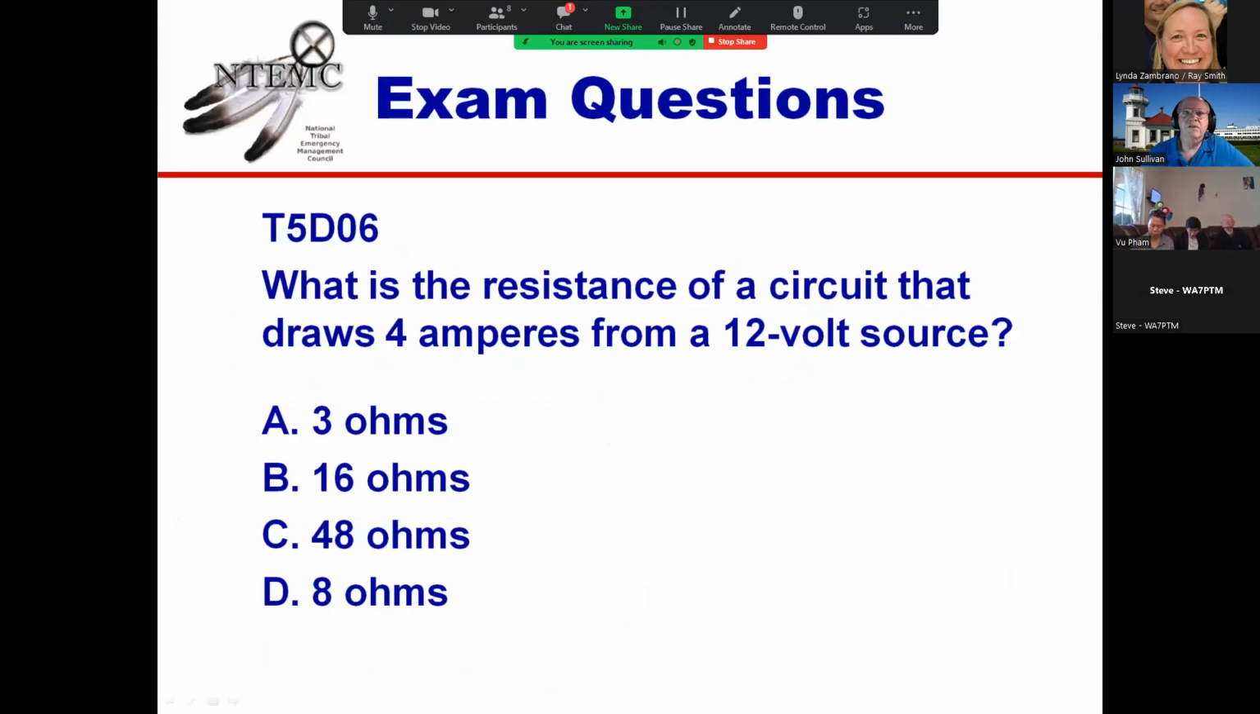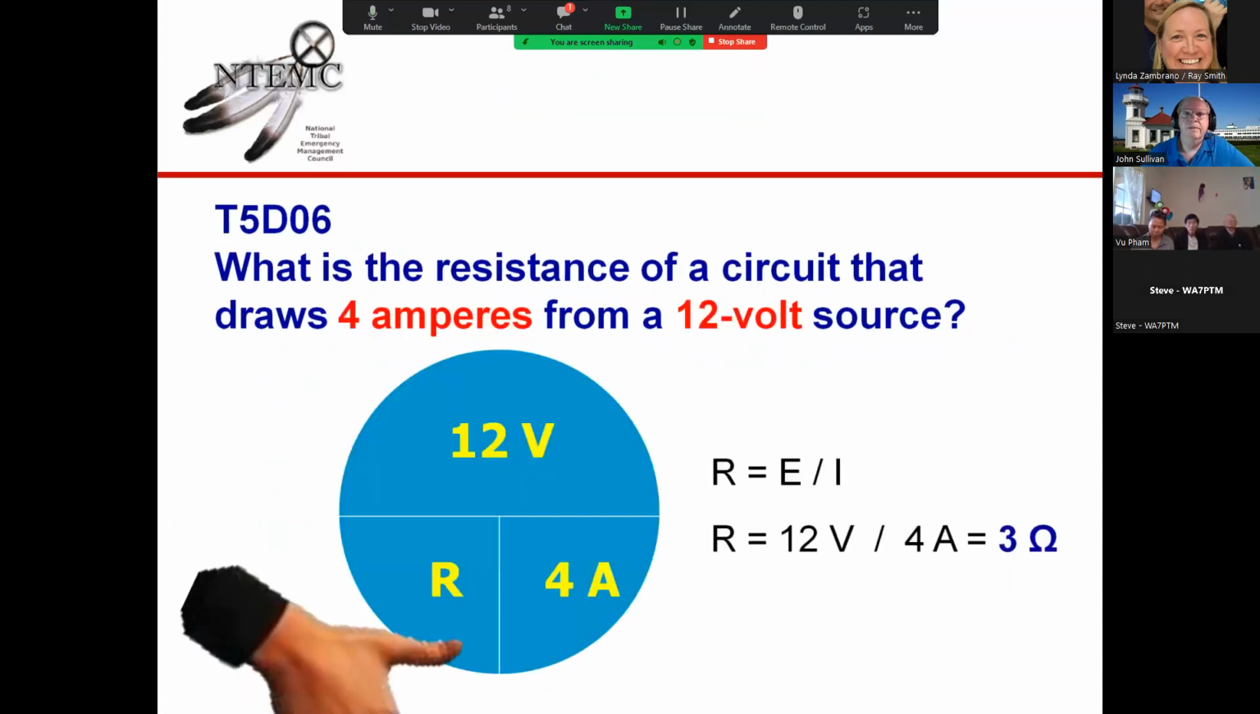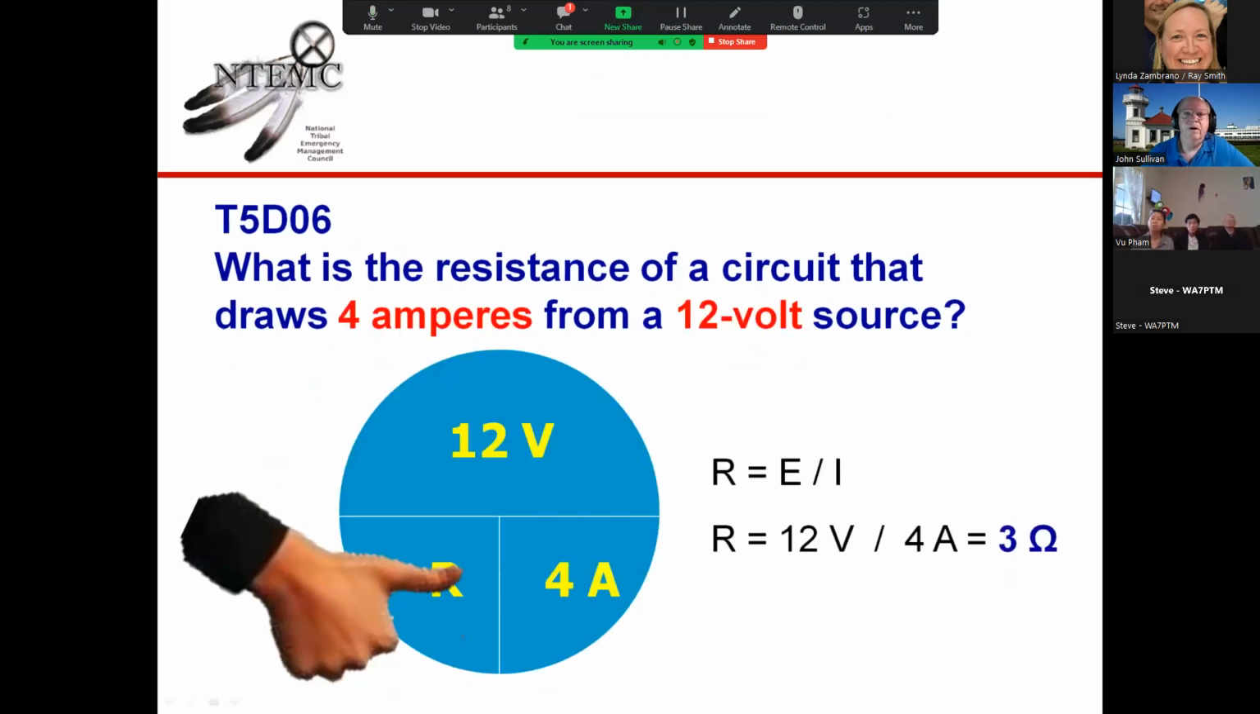What is the resistance of a circuit that draws 4 amps from a 12-volt source? Same thing. Put R, thumb over the R, 12 over 4, 3 ohms.